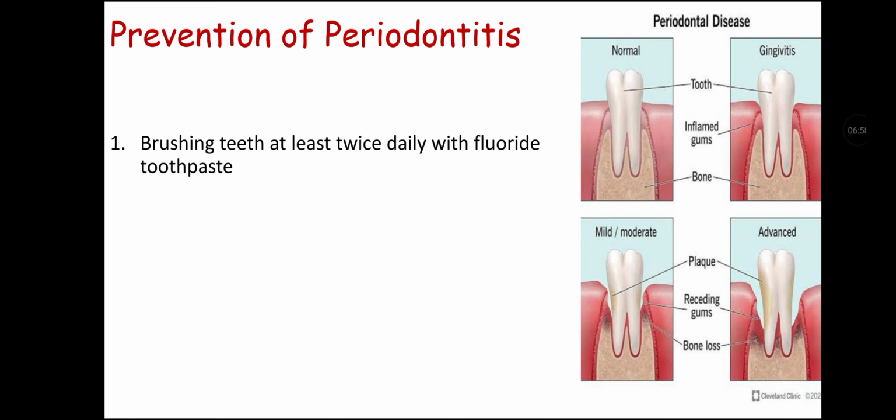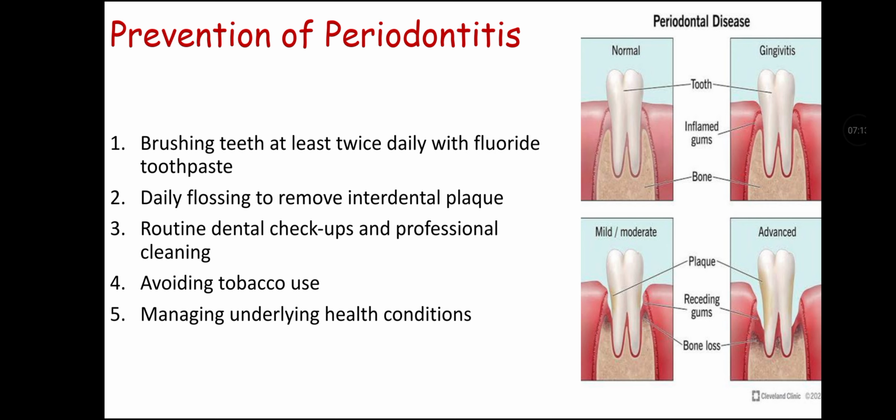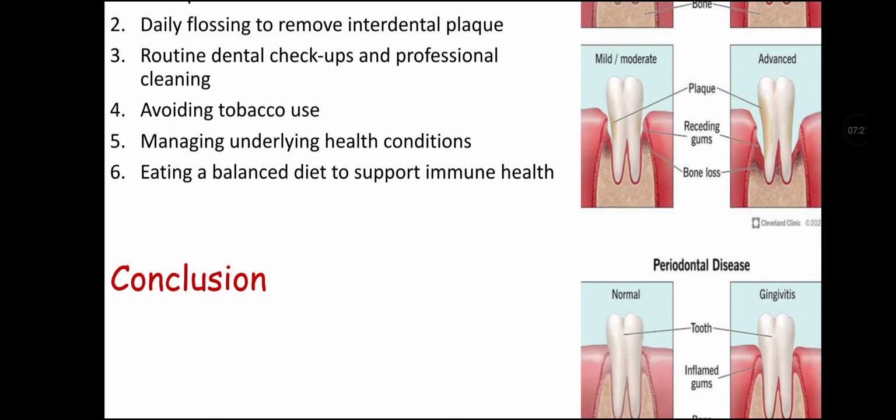Prevention of periodontitis: brushing teeth at least twice daily with fluoride toothpaste. Second, we can prevent it by daily flossing to remove interdental plaque. Third, we can do routine dental checkups and professional cleaning. Fourth, we can also avoid tobacco use. Fifth, by maintaining underlying health condition, we can prevent periodontitis. And sixth, by eating balanced diet to support immune health.